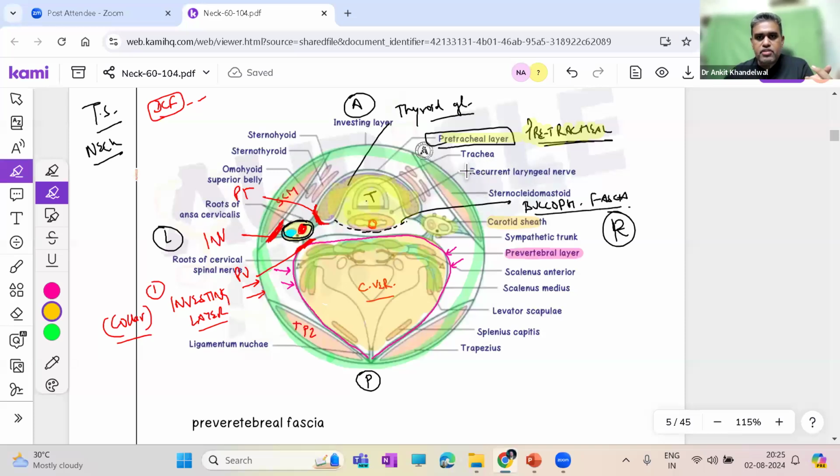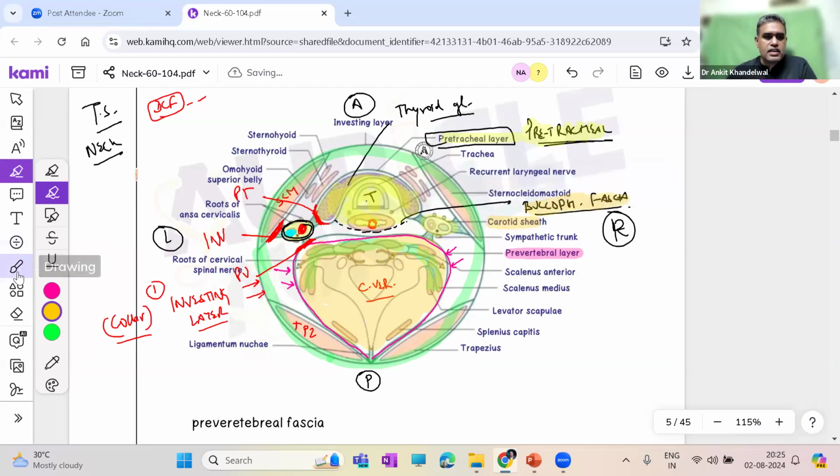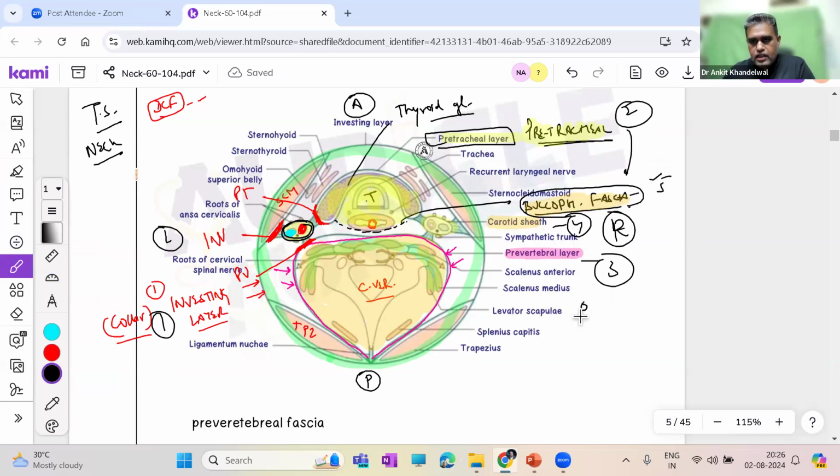The 5th fascia by name we have covered is the buccopharyngeal fascia, right? And the last one, I guess, was pharyngobasilar. Let me write its name also, and number it. First, investing layer. Second, pretracheal. Third, we talk of prevertebral layer. Fourth, we said carotid sheath. And we had this buccopharyngeal fascia as well. Let us number it as number 5. Number 6 is pharyngobasilar fascia.